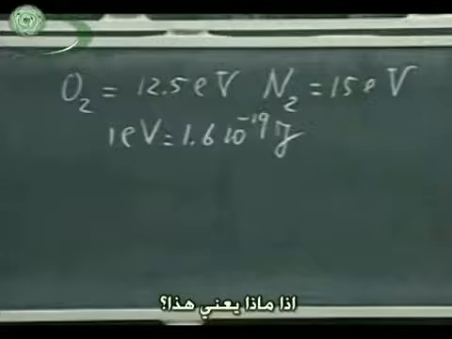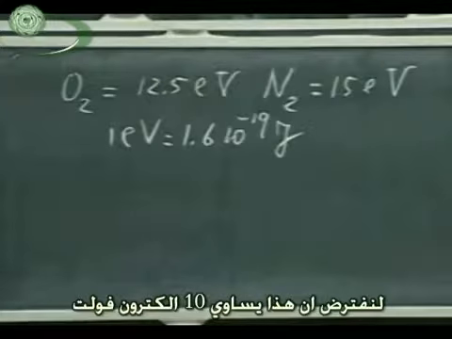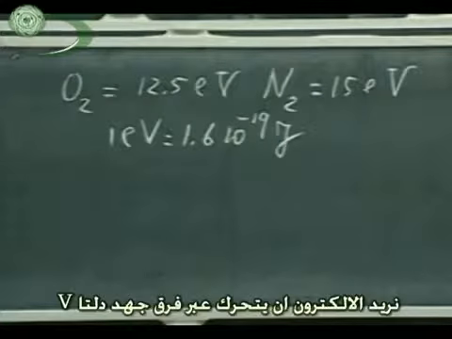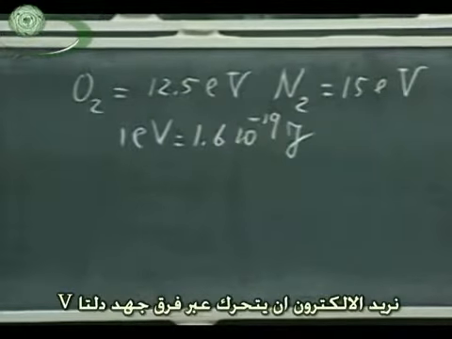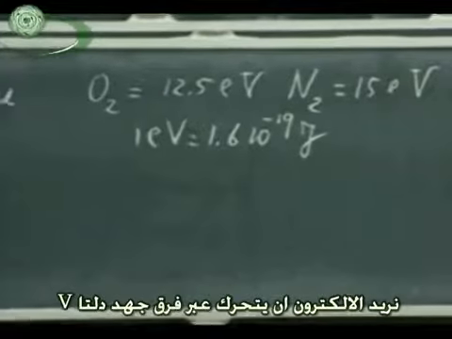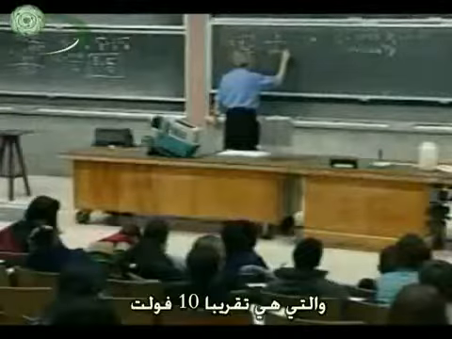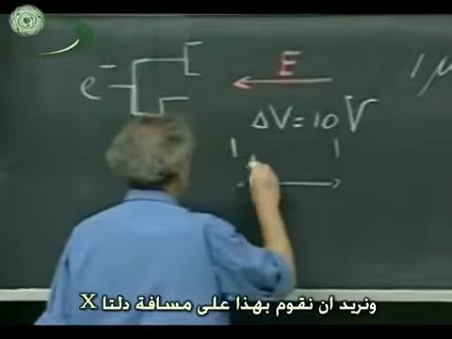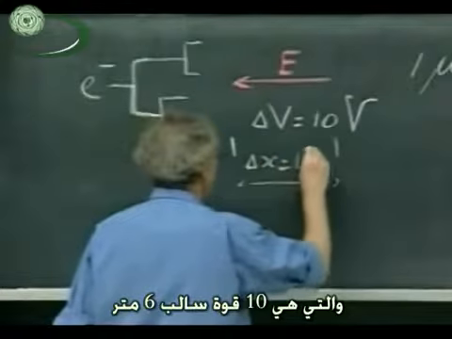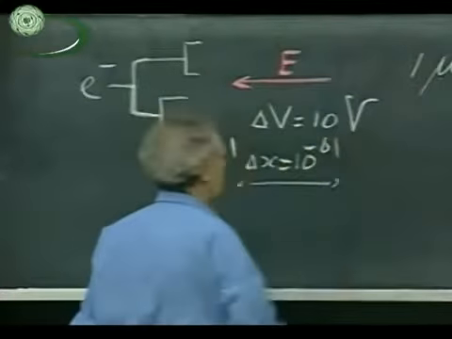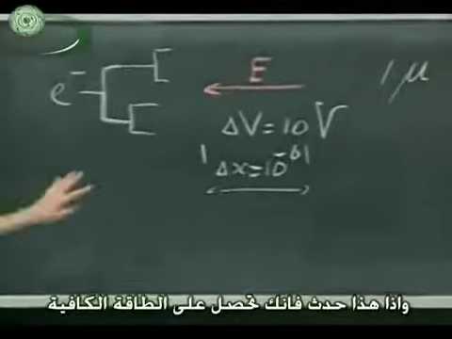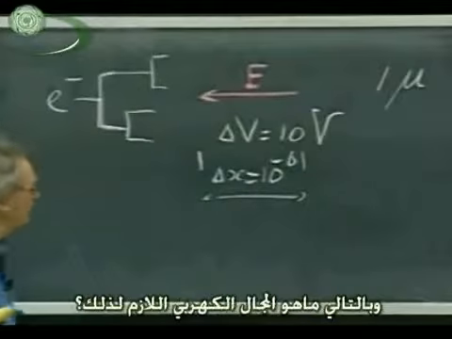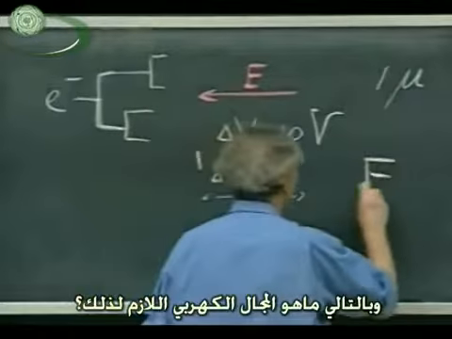And so, what it means then, let's assume that this number is 10 electron volts. So we only want a back-of-the-envelope calculation. So we want the electron to move over a potential difference delta V, which is roughly 10 volts, and we want it to do that over a distance delta x, which is 10 to the minus 6 meters. That's your 1 micron. And if that happens, you'll get enough kinetic energy in the electron to cause an ion. So what electric field is required for that?